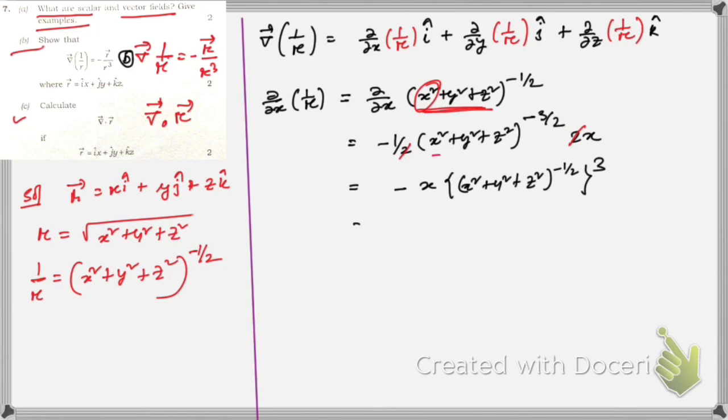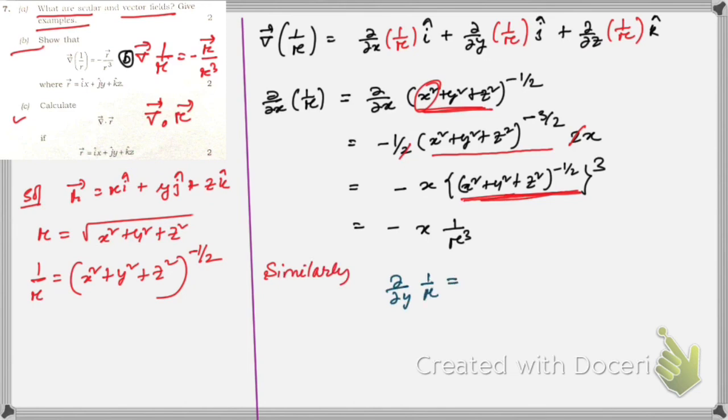Here, x square plus y square plus z square whole to the power minus 3/2 can be written as x square plus y square plus z square whole to the power minus half, whole to the power 3. We can write it that way, right? Now this term within the curly bracket is nothing but 1 by r, so we can write minus x times 1 by r cube. Similarly, you can find del y of 1 by r. Just replace this x by y, then you will get the result. And similarly you can find the partial derivative of 1 by r with respect to z. Just replace y by z, then you will get the result.